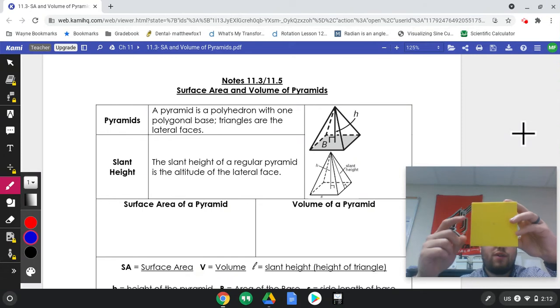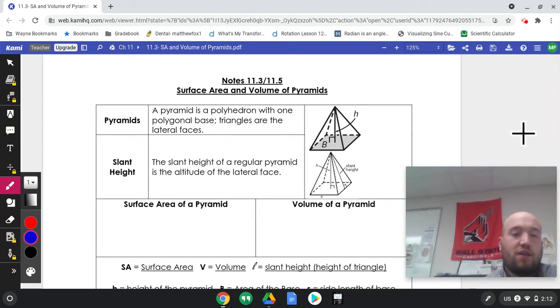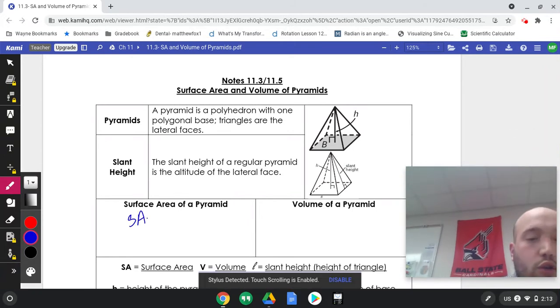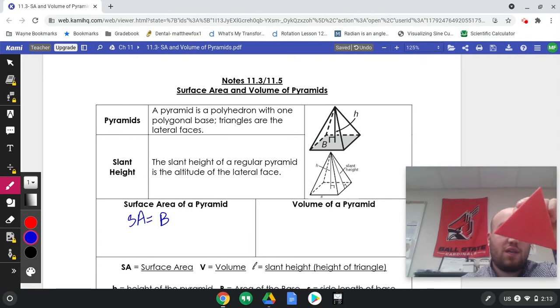So if we can figure out what one of these side lengths is, we can find the area of that base. So the surface area of our pyramid is going to be the area of the base, which in this case we know it's a square, so we just take one of the sides times 2. In this case, it'd be a triangle, so 1/2 times the base times the height of that base.